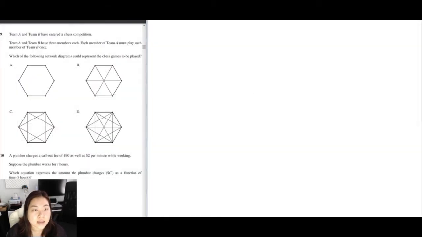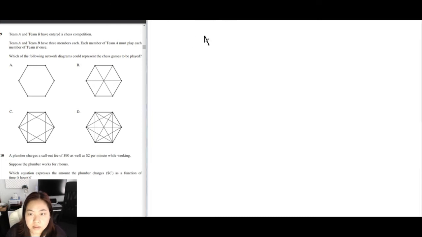9. Team A and Team B have entered a chess competition. Team A and Team B have 3 members each. Each member of Team A must play each member of Team B once. Which of the following network diagram could represent the chess game to be played? Well, it can't be A because each person is only playing with 2 other people, where they should be playing with 3 other people because there are 3 people from each team.